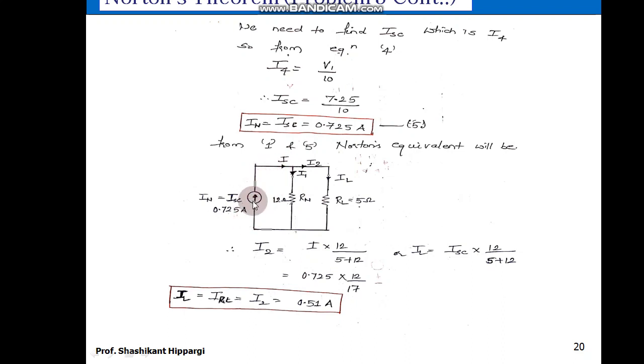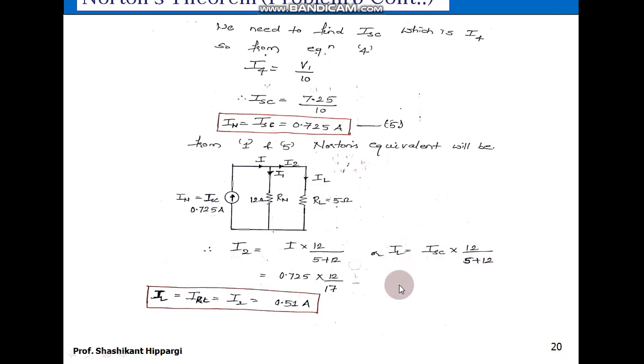I is ISC, so 0.725 multiplied by 12 divided by 17. So IL will be equal to I2, which is equal to, this solution is 0.51 amperes. So we have calculated the load current through resistance RL using the Norton's equivalent.